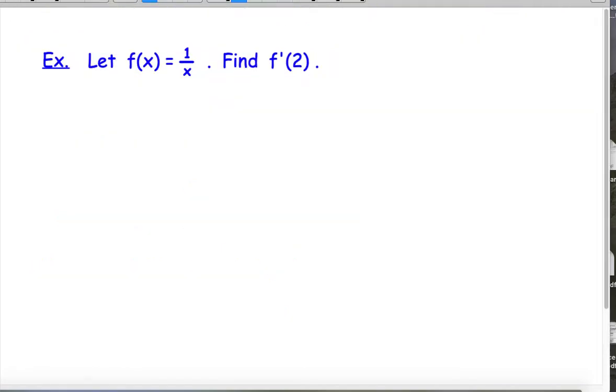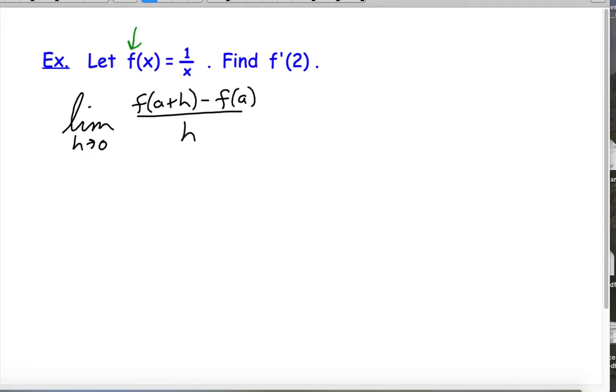Let's try another one. Let f of x equal 1 over x. Find f prime of 2. Okay, so remember we're calculating the limit as h approaches 0 of the difference quotient, f of a plus h minus f of a, all over h. We know what our function is. That's defined there. We know what a is. A is 2 in this case.